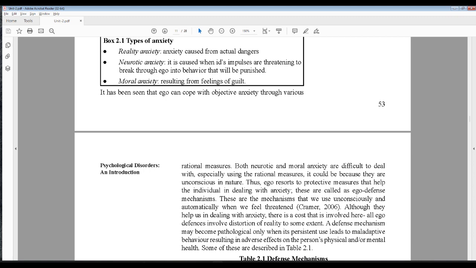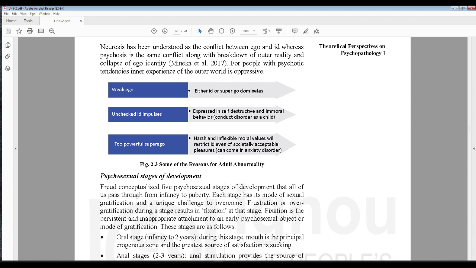Some of these are described in Table 2.1. Neurosis has been understood as the conflict between the ego and the ID, whereas psychosis is the same conflict along with breakdown of outer reality and collapse of ego identity.